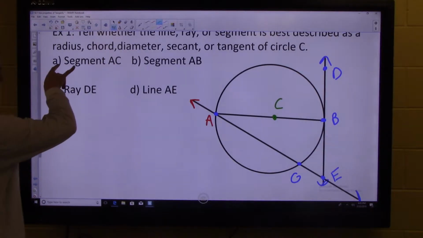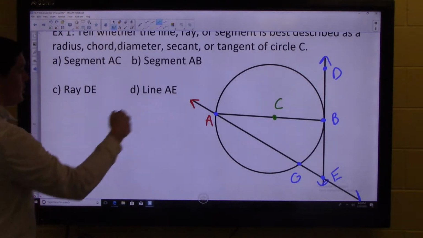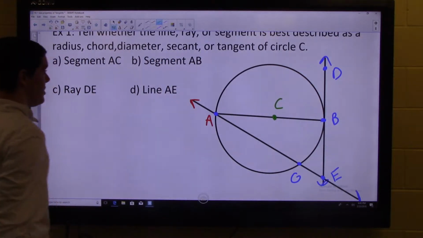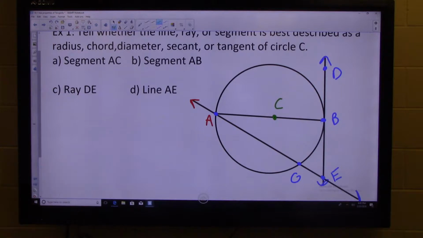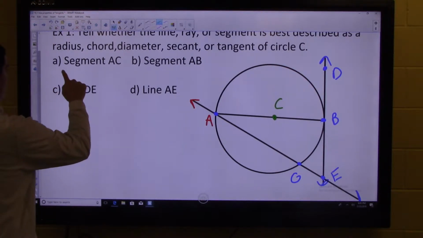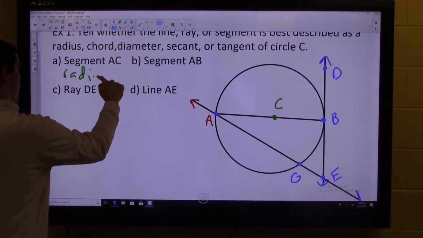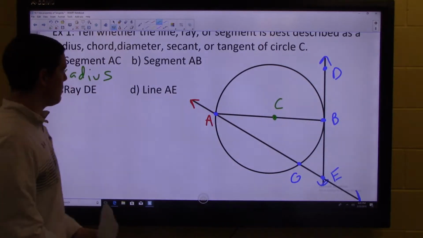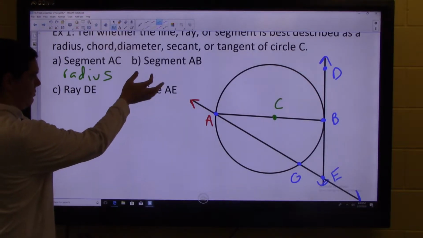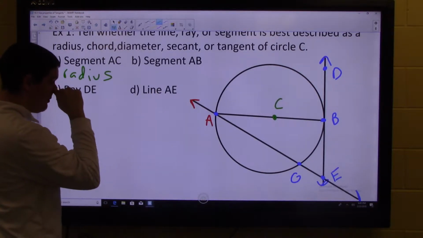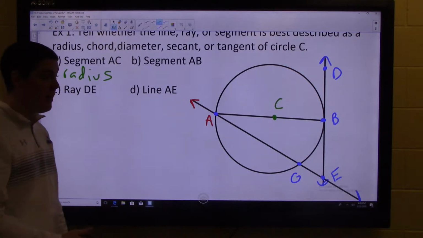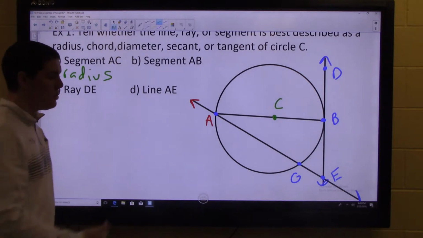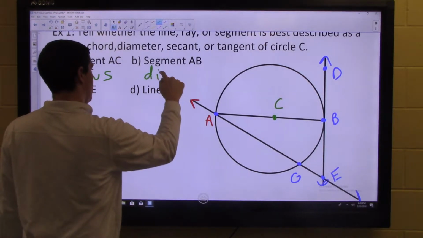Okay, here's the answers. So segment AC, it wants us to label it as a radius, chord, diameter, secant, or tangent of a circle. So what term best describes that? Hopefully you guys got AC to be a radius. Its endpoints are the center and an endpoint on the circle. Segment AB. Well, there's two things we could call that. It is a chord, but it's a more specific chord, so it is a diameter. It goes through the center.